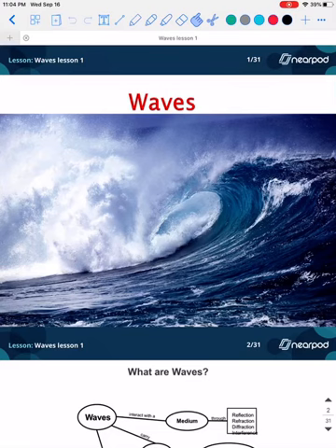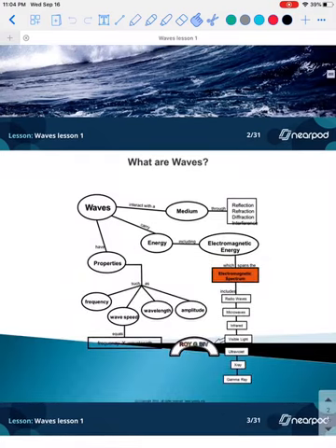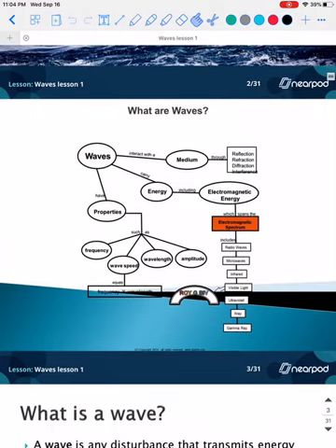Video real quick. So anyway, waves. This here is just a nice little mind map, if that's how your brain works. We're going to be going over things like this next week, so don't panic if you don't understand what any of these are. Right now we're just going to go through the basics.